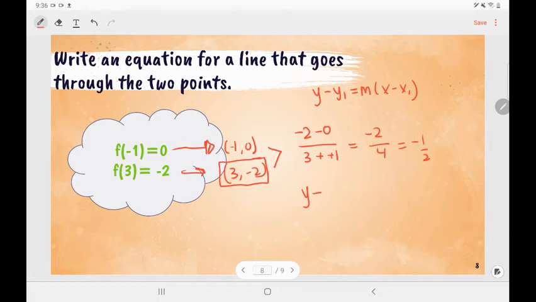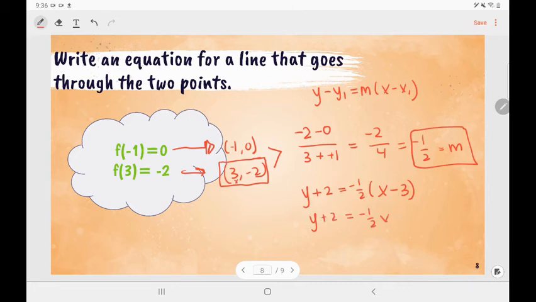So y minus negative 2 means I'm going to add 2, equals m. What's my m? I just calculated it. This is my m, -1/2, times (x - x1). My x1 for the point that I chose was 3. Let's go ahead and distribute. This is going to remain the same, -1/2 x. A negative times a negative is a positive.